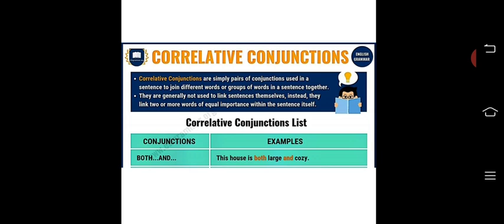And then correlative conjunctions are simply pairs of conjunctions used in a sentence to join different words or groups of words in a sentence together. They are generally not used to link sentences themselves. Instead, they link two or more words of equal importance within the sentence itself. Okay. For example, this house is both large and cozy.